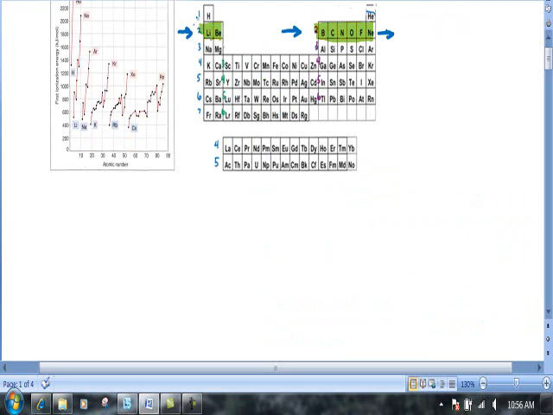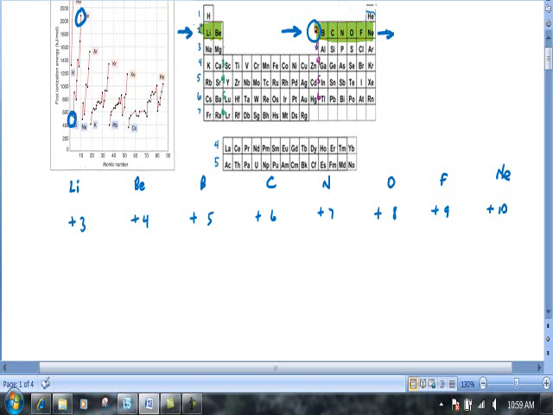Let's take a moment now and explain why this trend exists for first ionization energy. Starting out, we'll focus on the pattern from lithium to neon as we go across the second period of the periodic table. There's two things for us to take a look at. One is in the second row on the periodic table, all the elements exist in the second principal energy level. We're all at n equals 2 for the energy level of the outermost electrons.